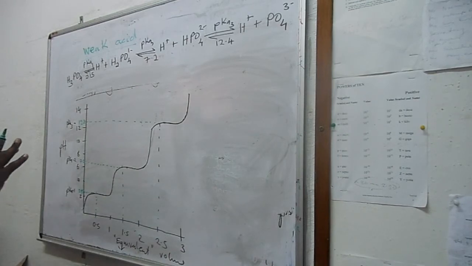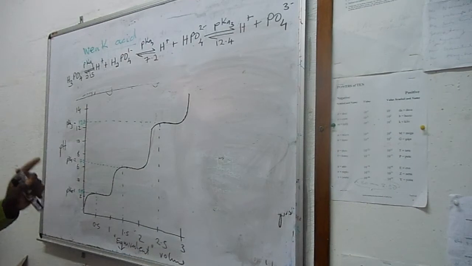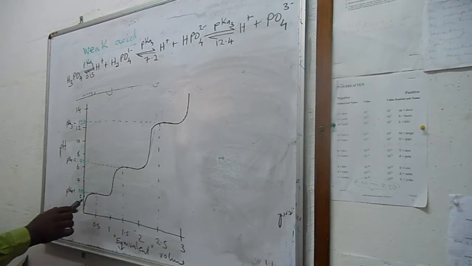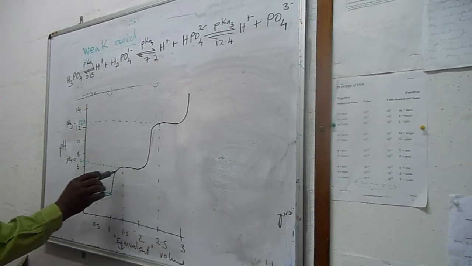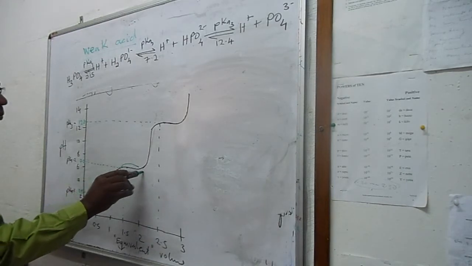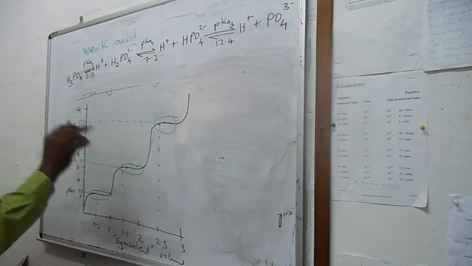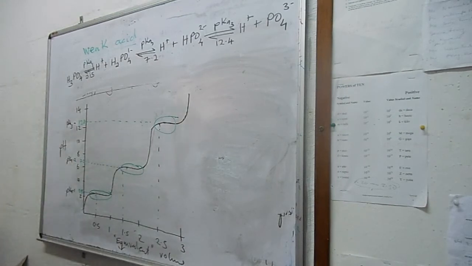We can deduce that this is a triprotic acid because we are able to see 3 inflection points. We have this inflection point, we have this region, and this region with the inflection point on those areas. So 3 inflection points, meaning this is a triprotic acid.